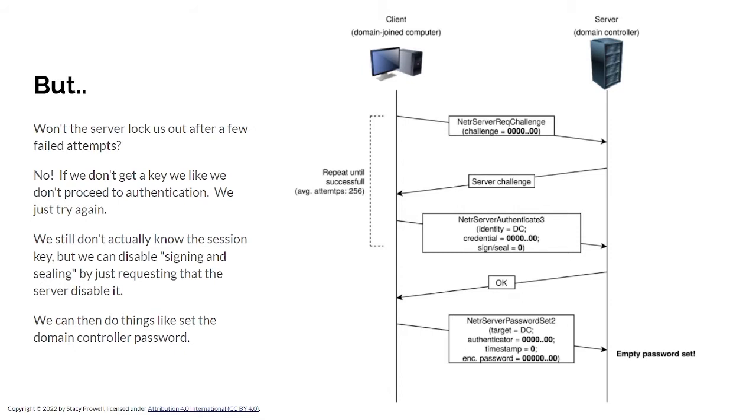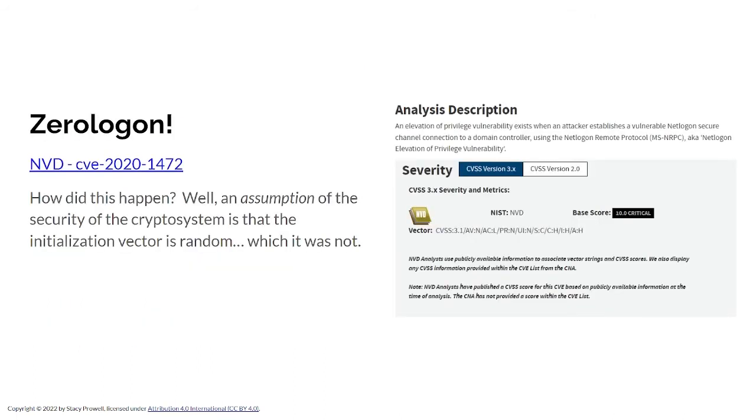Keep in mind, we don't actually know the session key. But it turns out we can disable signing and sealing by requesting that the server disable signing and sealing. And then we're off to the races. And we can do things like, once we're on the domain controller, we can set the password to, let's say, an empty password, and then we're good for a long time to come. This is not a great set of circumstances to be in, and in fact, it is, of course, another nasty vulnerability.